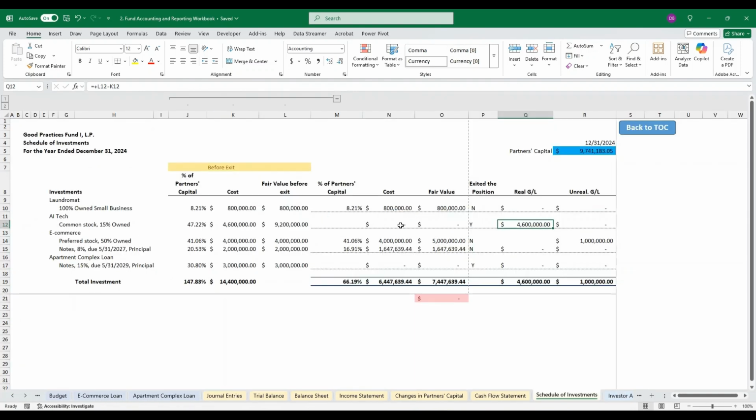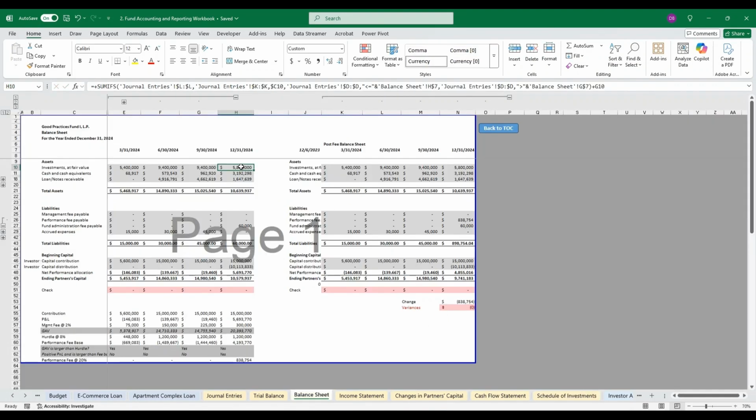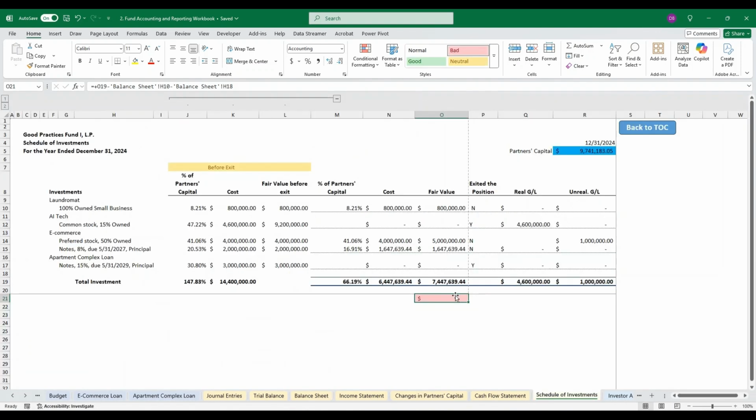Right now, we don't have any cost for the AI tech company. Instead, we have a $4.6 million realized gain, and our loan is gone and has no cost or value. So by the end of the year, in our schedule of investment, we have a cost of $6.4 million and a $7.4 million valuation. For this valuation, we are comparing the balance sheet H10 and H18. Let's go back to H10, H18. So this is our equity investment fair value, and this is our loan investment. So these two tie back to our schedule of investment.